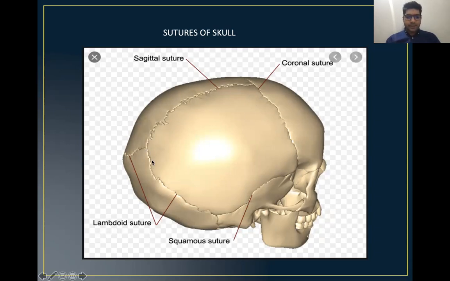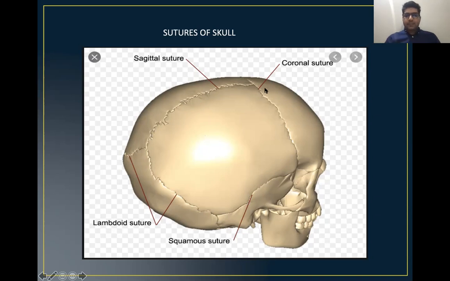Over here you get a lambdoid suture. This lambdoid suture basically separates the parietal bone from the occipital bone, and this is a junction where both bones meet. And here is the temporal bone and the parietal bone, and the junction between the temporal and parietal bones is the squamous suture.